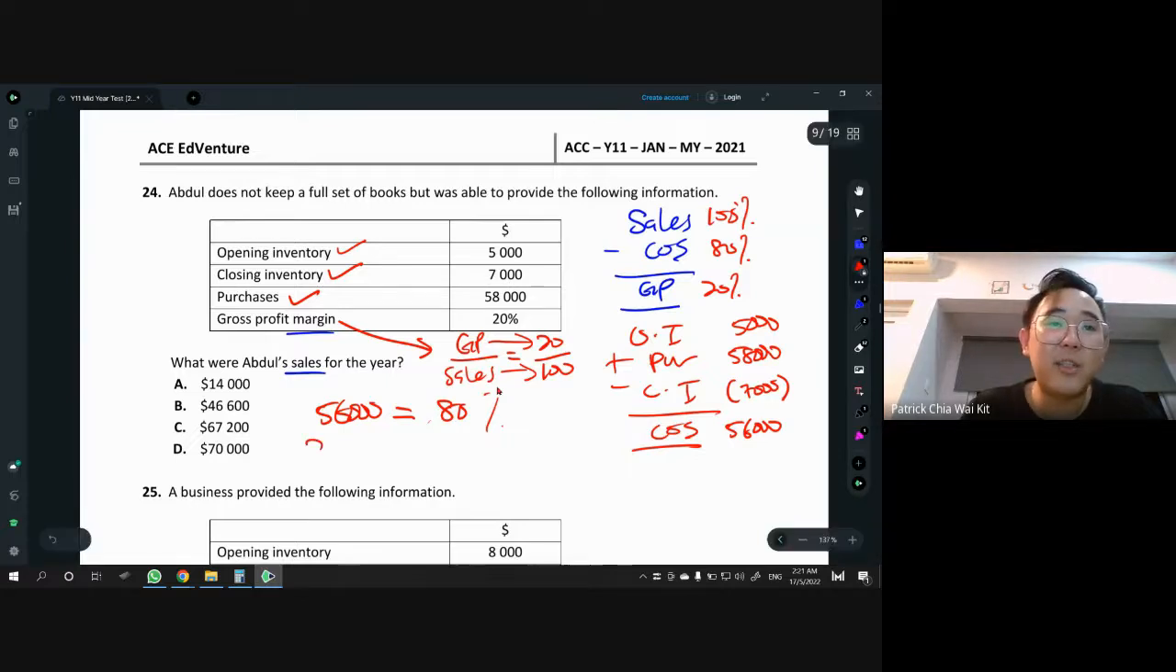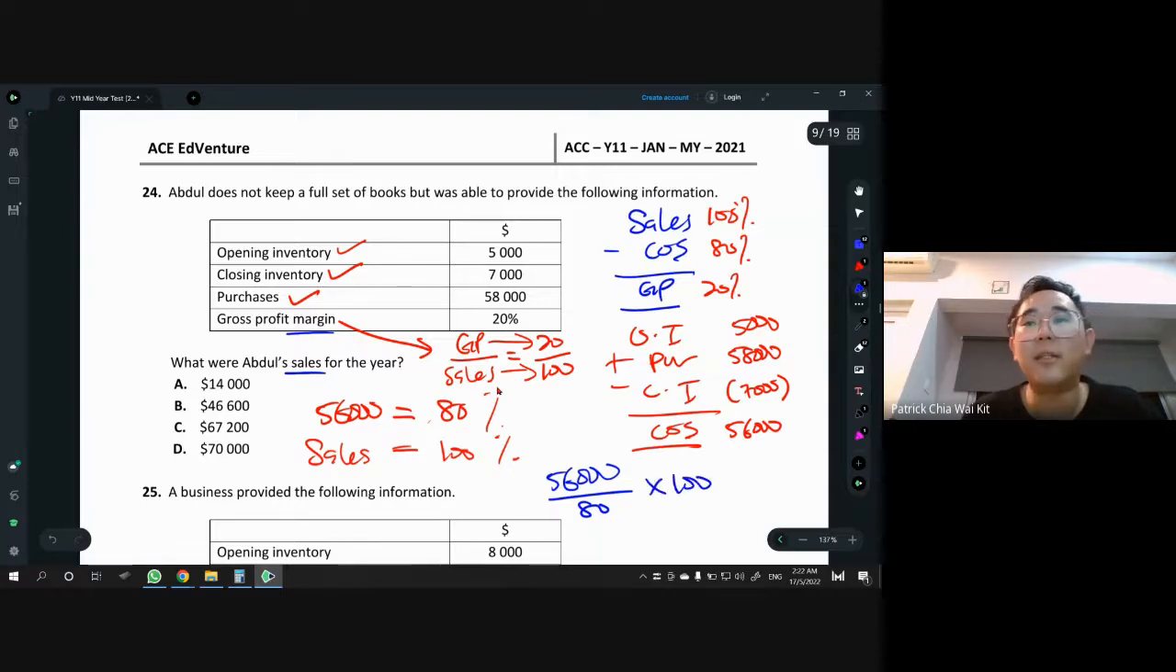And we are finding what? We're finding sales, right? So sales we don't know. So sales value, but we know sales value is equivalent to 100%. So how to find sales, right? So simple, just find 1% first, then you get the sales ready. So how to get 1%? You take 56000 divide by 80. Okay, divide by 80, then you times with 100. Okay, so equals to a sales value.